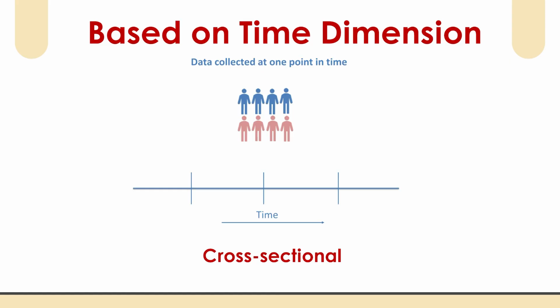The two main types are cross-sectional research and longitudinal research. Let's start with cross-sectional research. This type of study collects data at a single point in time, like taking a snapshot. It gives us a quick overview of the situation.